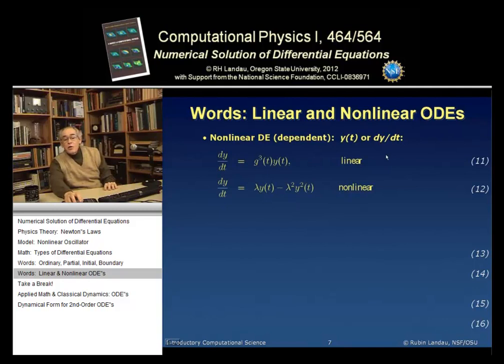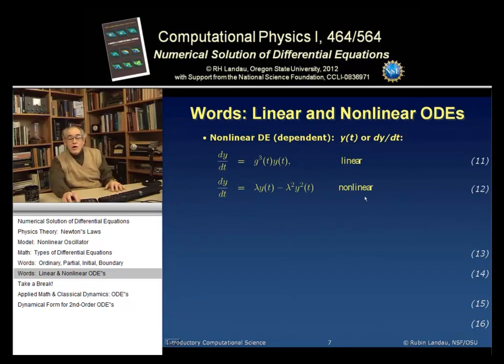So for example, equation 11 here has dy dt on the left, so it's a first order equation. It has only y of t on the right, so it's linear in y. It has time appearing to some complicated power. That doesn't matter, because time is the independent variable. We're only talking about the dependent variable. It's just semantics, but people communicate this way. You have no choice. You learn the language or you get confused. You can get confused even if you know the language.